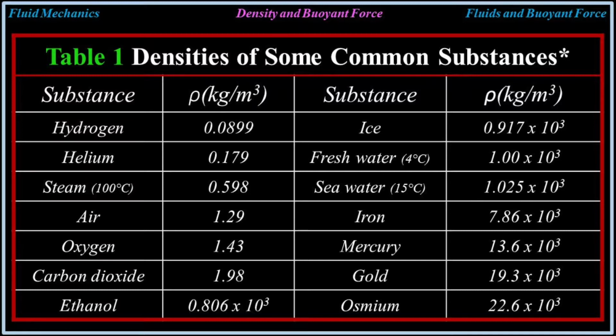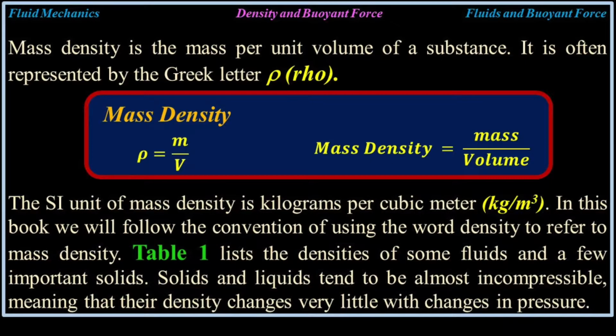Mercury is very dense, and gold is not the most dense. Look at osmium, much more dense than gold. Mass density is the mass per unit volume of a substance. It is often represented by the Greek letter rho. Mass density, rho, equals m over V.